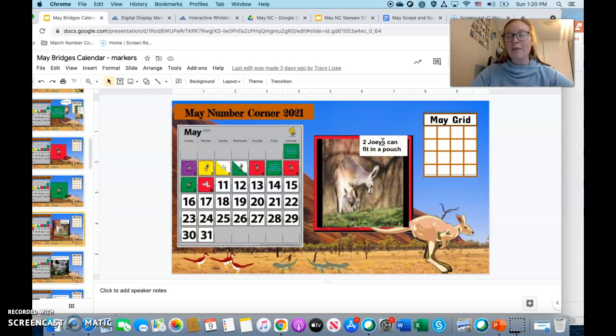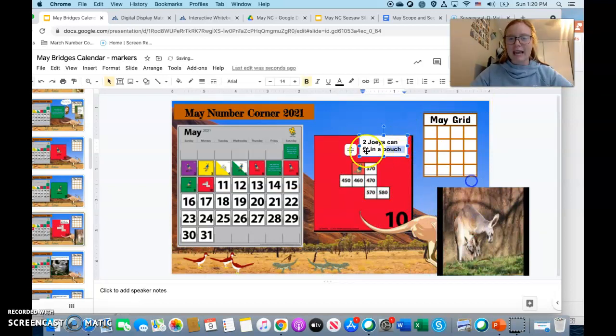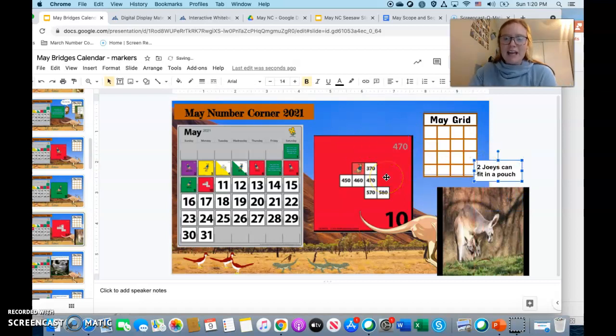So think of a mama kangaroo. She can fit 2 of her joeys, 2 of her little babies in her pouch and be able to hop around, which is so, so cool. So I'm going to move our fun fact for the day. Ooh, and we have a picture today, boys and girls, which is kind of fun. It's different, right, for us.